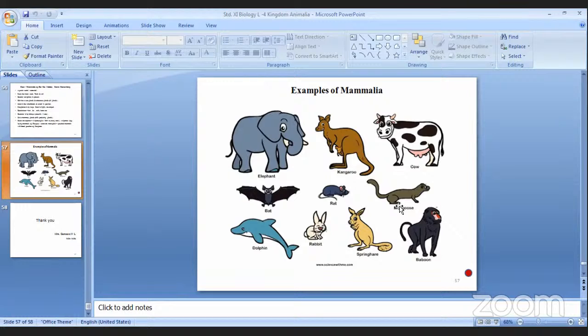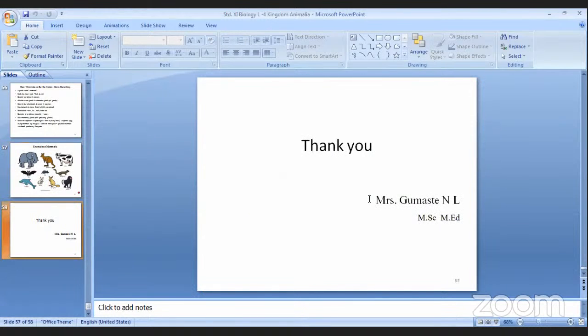So aquatic is also shown here, terrestrial is also there, aerial is also there. All types of mammals I have tried to mention over here. Clear? Students, by this we complete lesson number 4, that is kingdom Animalia. In this, just at a glance, we studied non-chordates first, that is invertebrates, then chordates and vertebrates, and different superclasses and classes we have studied in this lesson completely.